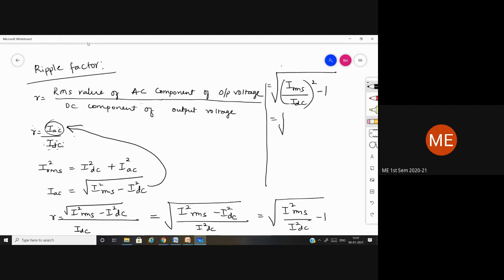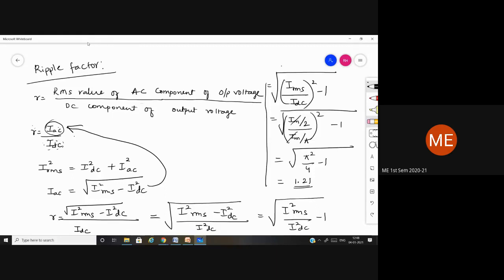That is equal to root of IRMS by IDC whole square minus 1. What is the formula for IRMS? We have derived it now: IM by 2. What is the formula for IDC? IM by pi. Common terms cancel, and we get root of pi square by 4 minus 1. Use your calculator and find the answer, you will get 1.21.